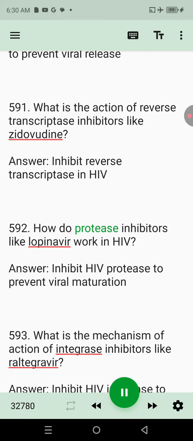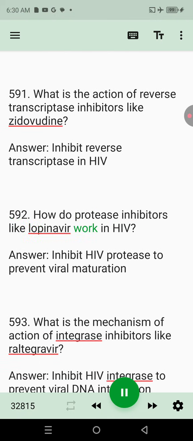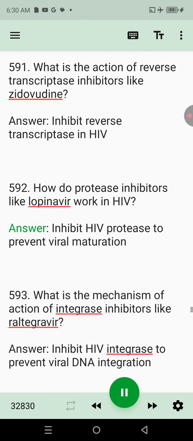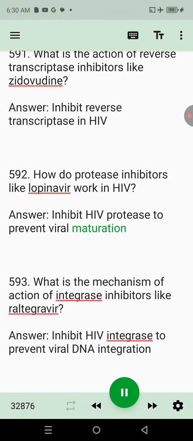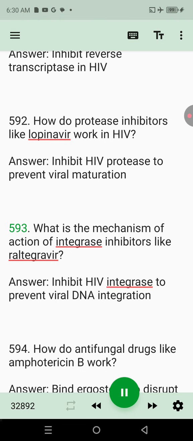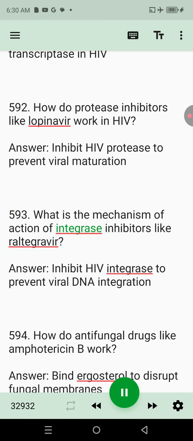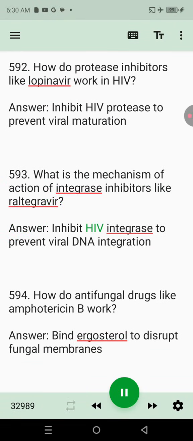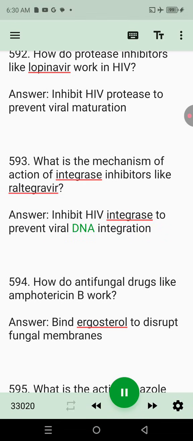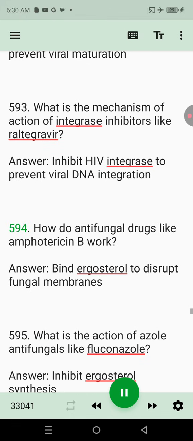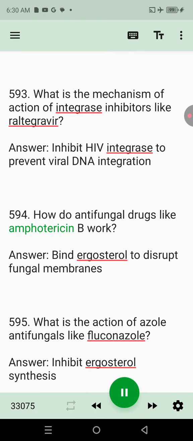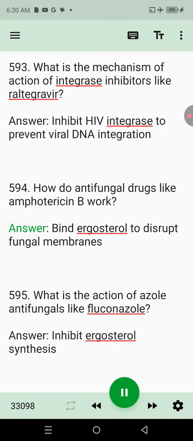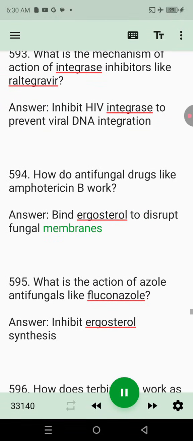592. How do protease inhibitors like lopinavir work in HIV? Answer. Inhibit HIV protease to prevent viral maturation. 593. What is the mechanism of action of integrase inhibitors like raltegravir? Answer. Inhibit HIV integrase to prevent viral DNA integration. 594. How do antifungal drugs like amphotericin B work? Answer. Bind ergosterol to disrupt fungal membranes.